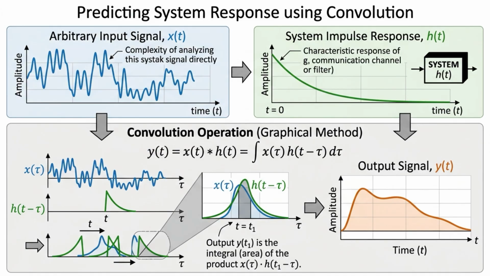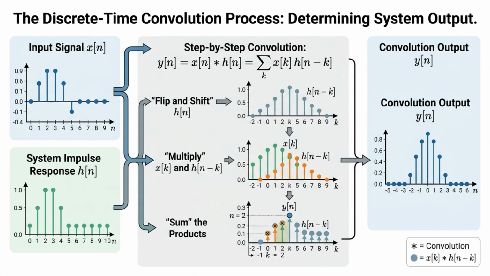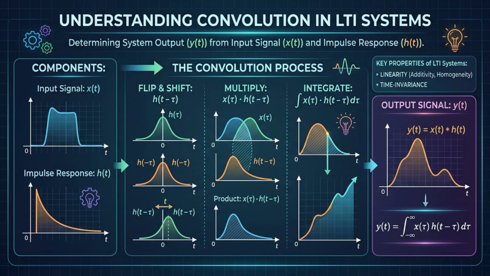However, directly analyzing every point of the signal separately can quickly become difficult, especially when dealing with complex waveforms. The problem is finding a general method that combines knowledge of the input signal and the system's impulse response to determine the output. This requirement leads directly to the concept of convolution. Convolution is the mathematical operation used to determine the output of a linear time-invariant system when the input signal and the impulse response are known.